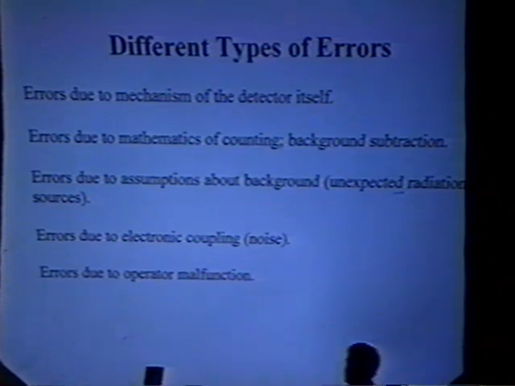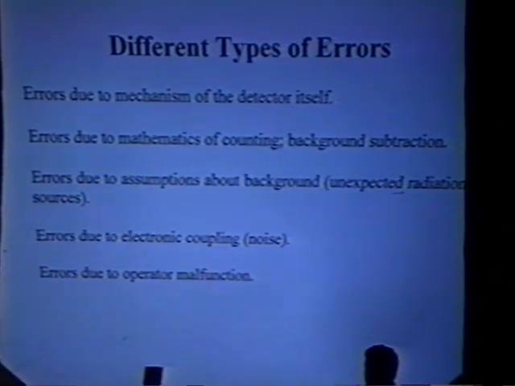There's also some possibility of making errors due to the mathematics of counting and error propagation. What do you do if you add counts that have different run times, how do you weight those, and that type of thing? For that, I mainly refer you to a reference such as Radiation Detection and Measurement by Glenn Knoll, but there are also some particular intricacies which I'll point out a little bit later on.